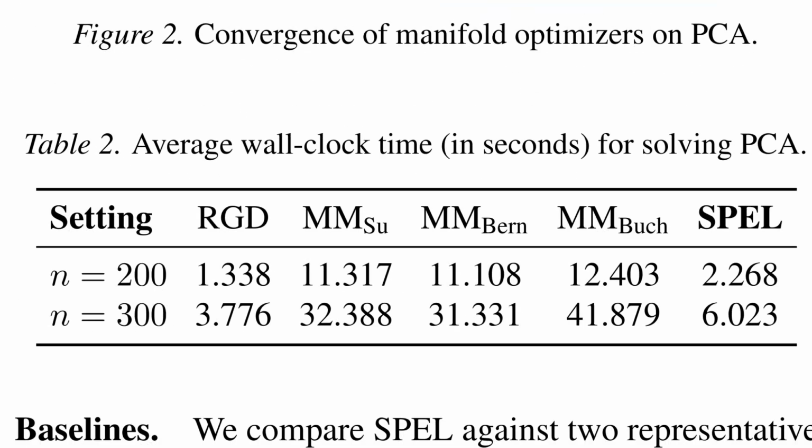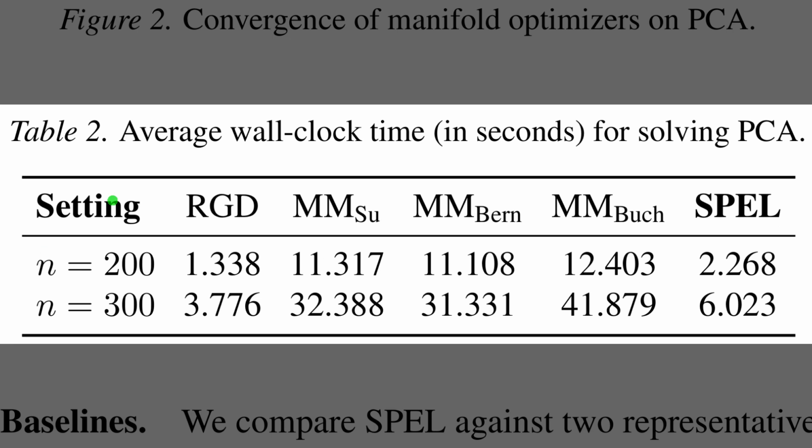So Table 2 translates these theoretical efficiencies into real-world speed gains for the PCA task. It compares wall clock times for standard Riemannian gradient descent and 3 manifold muon variants against the new SPEL method on the far right. The results for n equals 300 are particularly striking. While the nested loop muon variants take between 30 and 42 seconds, SPEL finishes in just over 6 seconds, which confirms that eliminating inner solvers drastically reduces computational overhead.